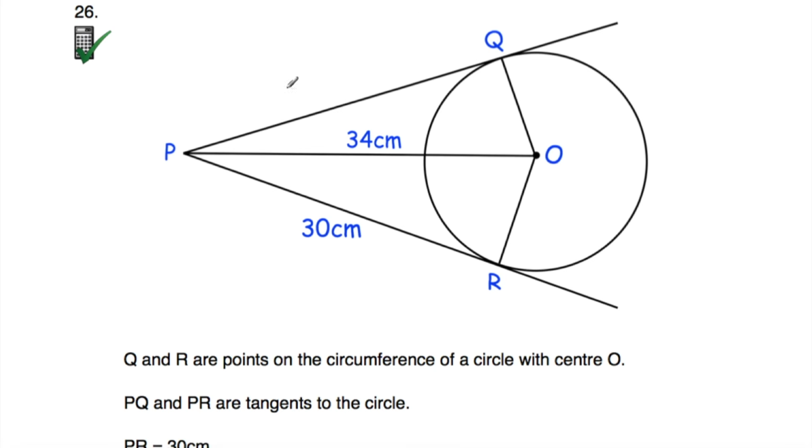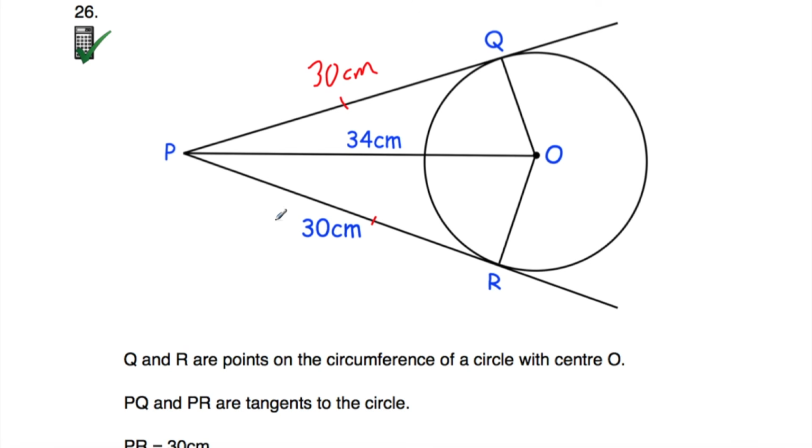Okay, let's have a look at our next question, question number 26. So question number 26 is a calculator question, and we've got P, Q, O, R, and we're told that Q and R are points on the circumference of the circle, centre O, and we're told that PQ and PR are tangents to the circle. Now, because both tangents start at the point P, that means they're the same length as each other. So if this is 30 centimetres, that is 30 centimetres also.